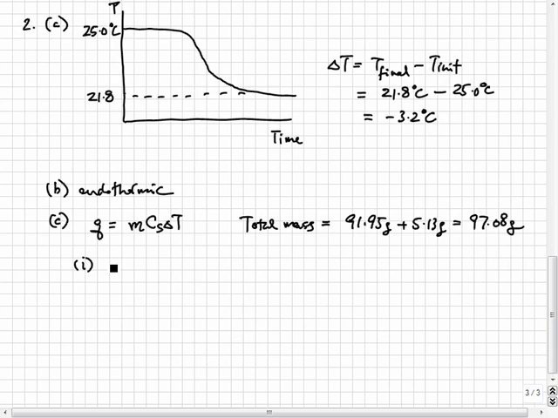One, Q of the solution is the mass times the specific heat capacity of the solution given by the problem times the temperature change from A, and that's minus 1305 joules.